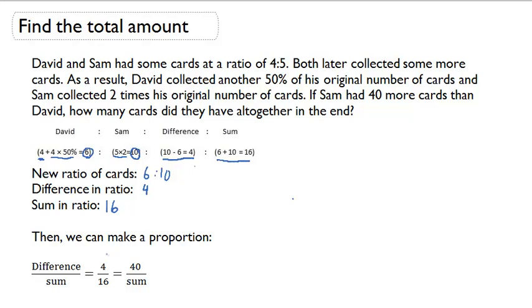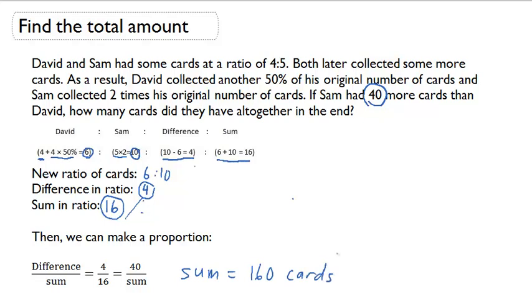Then we can make a proportion. The difference divided by the sum has to be the 4 from their ratio divided by the 16 from their ratio. And that has to equal the 40. So Sam had 40 more cards. That was their difference divided by the sum of their cards. If I solve this proportion, my sum of their cards has to be 160 cards.